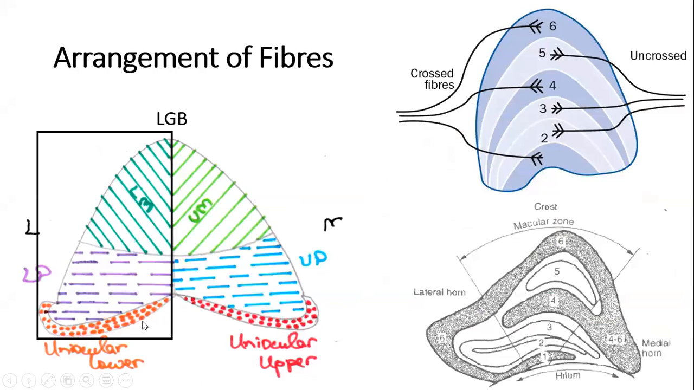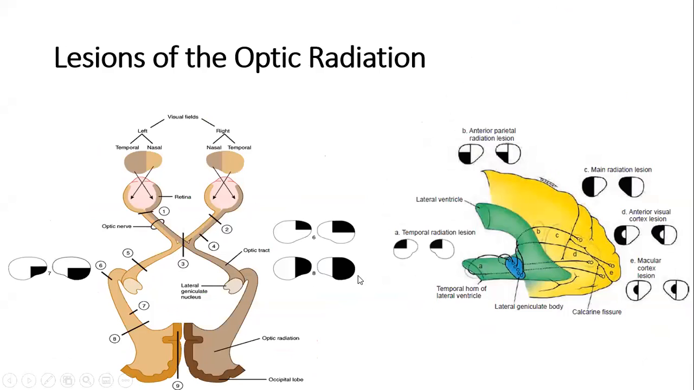So the lateral fibers which are coming from the temporal part of the lateral geniculate body, that is the lower portion of the optic nerve. Since these are getting affected, we'll get a superior field defect. Okay, so we'll get a contralateral superior quadrantanopia.